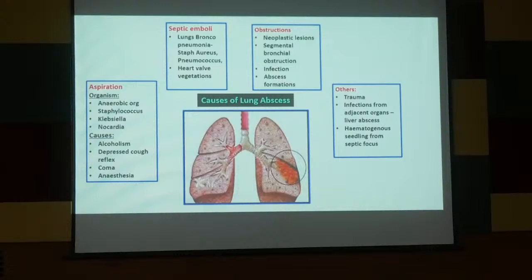A road traffic accident may give rise to that trauma, or trauma to the spine, and that produces infection and goes to the lungs and gives rise to this. The septic emboli circulate through the systemic circulation, lodge in the lungs and produce the infection.